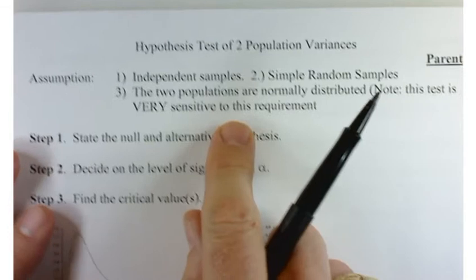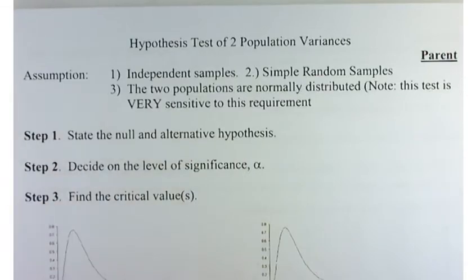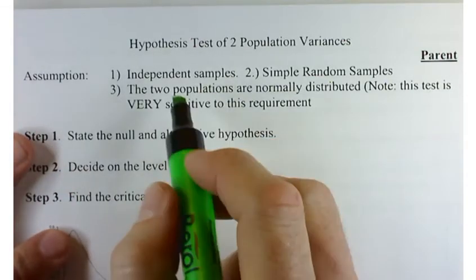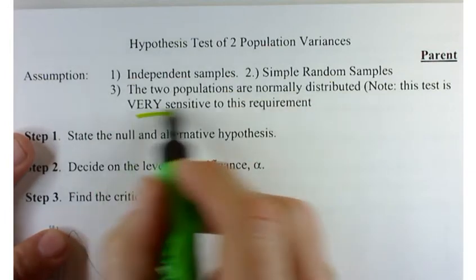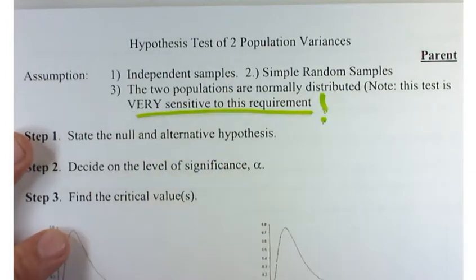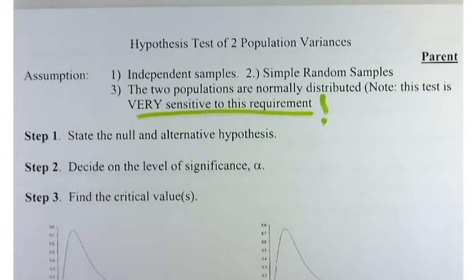Now, one thing that's critical about this test is that your populations are normally distributed. So the two populations are normally distributed. This test is very sensitive to that requirement. With regard to that, let's take a look at, I think it's problem number 4 in the book.